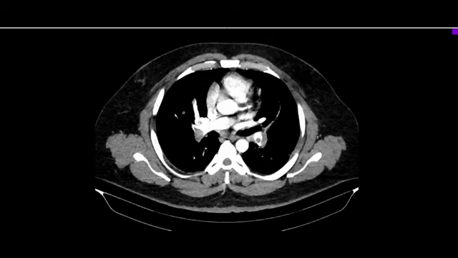We evaluate 10 segmental vessels on the right side and 10 segmental vessels on the left side. And for each vessel, we give a score of 0 if there is no occlusion, 1 if there is partial occlusion, and 2 if there is complete occlusion.